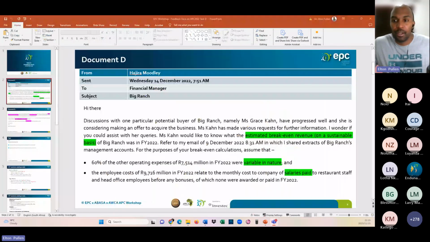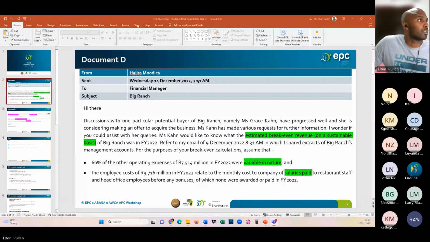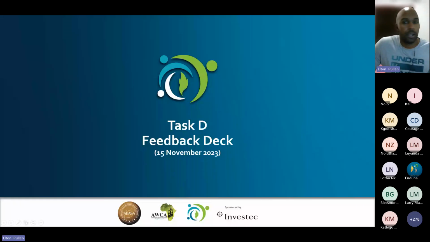Okay, so I'm going to share, I can't share it in the box. It doesn't allow me to attach anything in the chat, sorry. Okay. Can you guys see my slides? Hi, Elton. Yes.